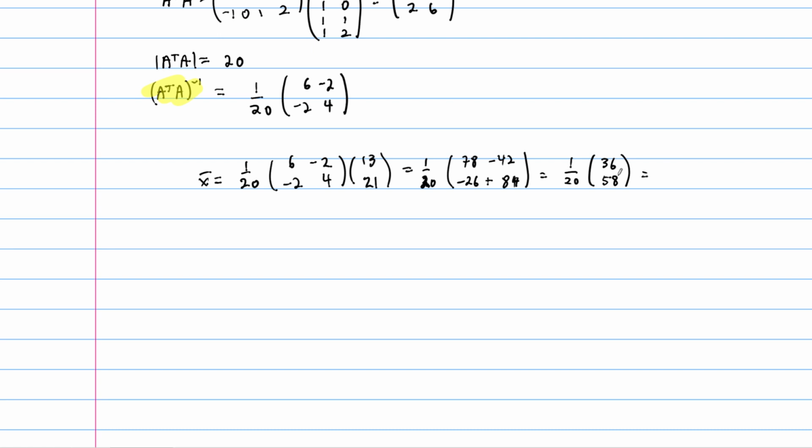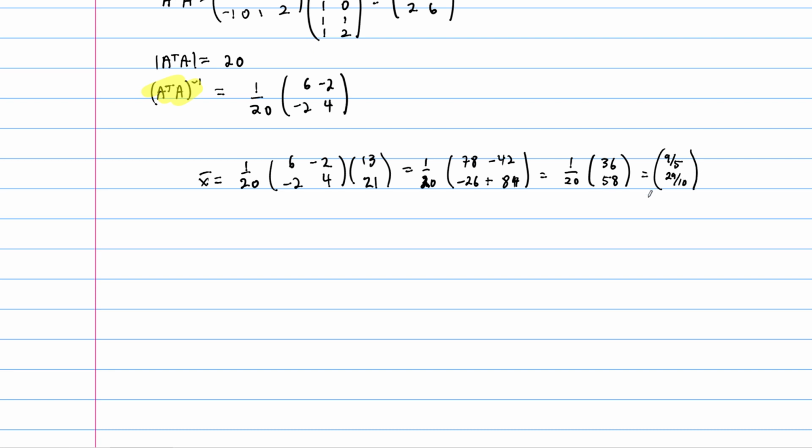So we have 36 over 20. These are each divisible by 2 at least, so this is going to be 18 over 10. I guess 4 goes into each of those, right? So that's going to end up being 9/5 in the first component. And then the second component, this is going to be 29/10. That's the best we can do there. So 29/10 in the second component.